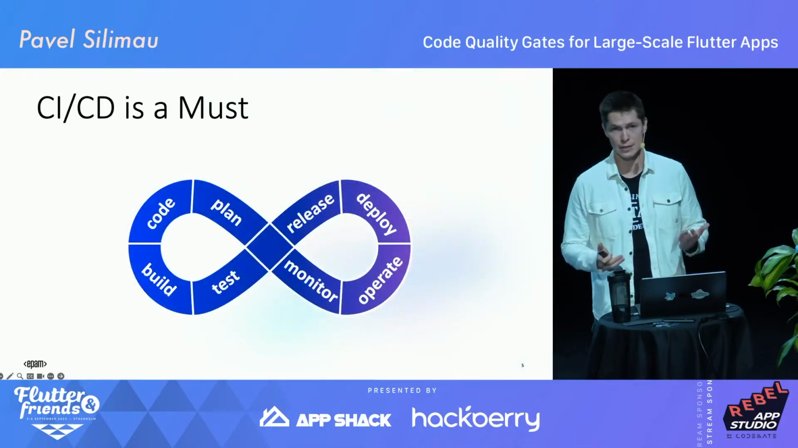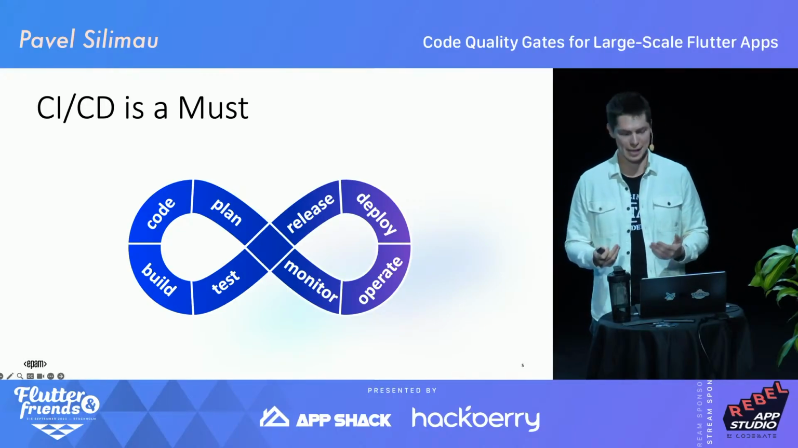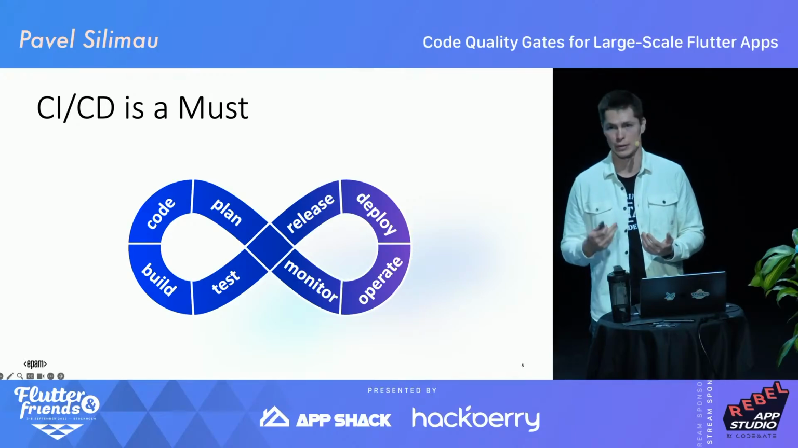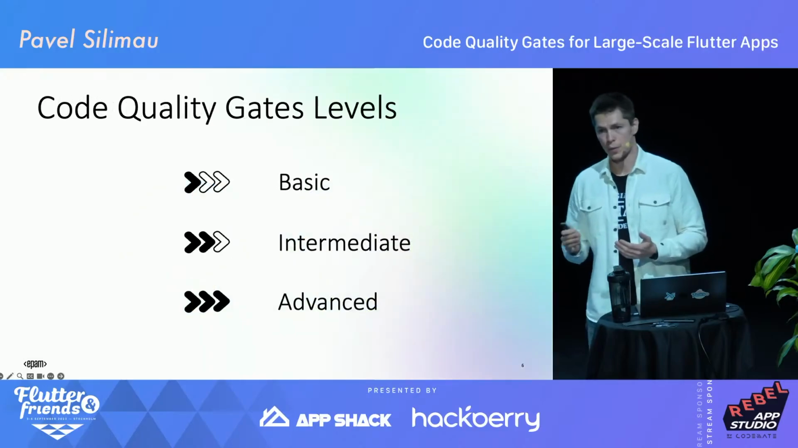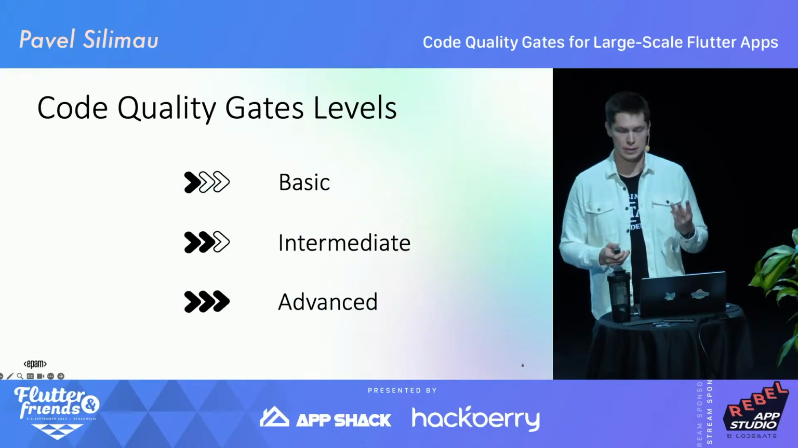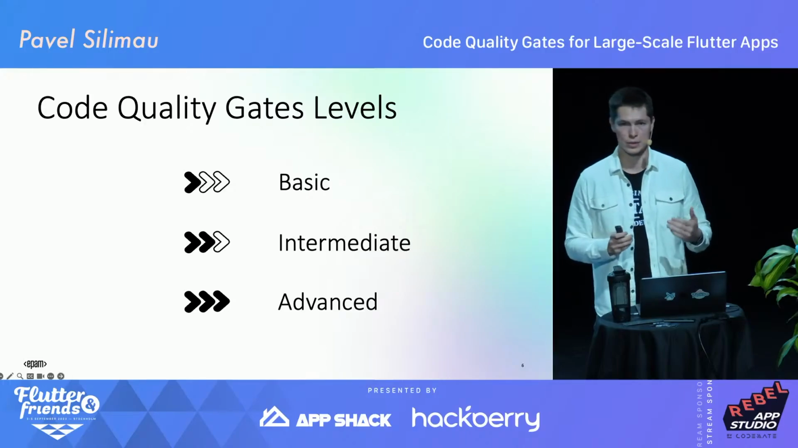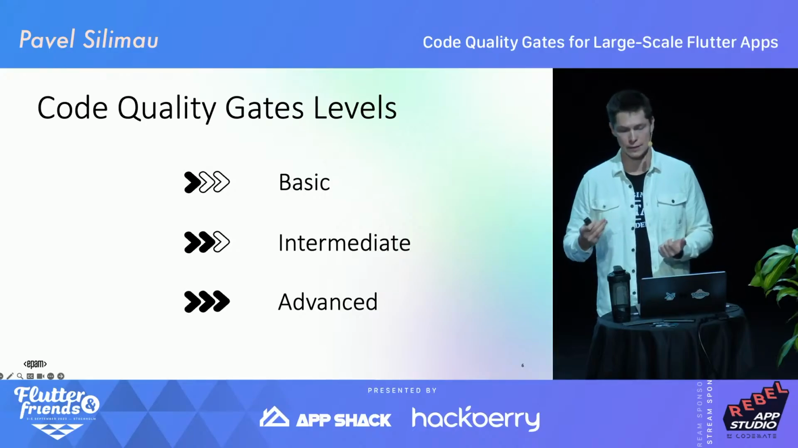And first things first, continuous integration and continuous delivery is a must. So if you don't have it on your project for whatever reason, make sure you do. And if you hopefully do have it, let's see how you can enhance your CI pipeline to make it even more robust. The code quality gates I'm about to walk you through are divided into 3 categories, based on the amount of effort it takes to set them up. So consider starting with the basic ones first.